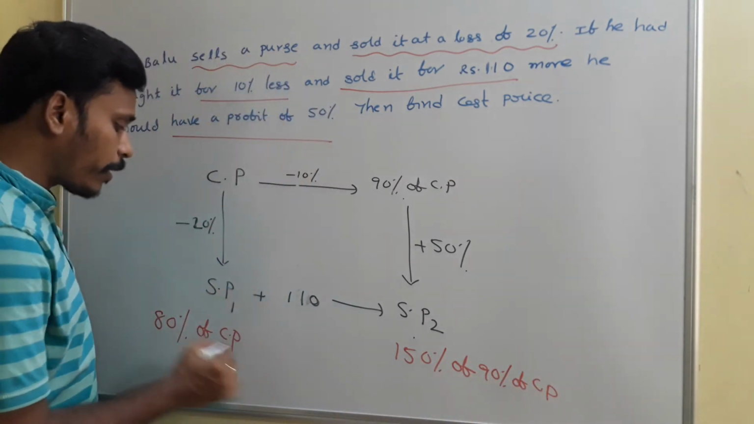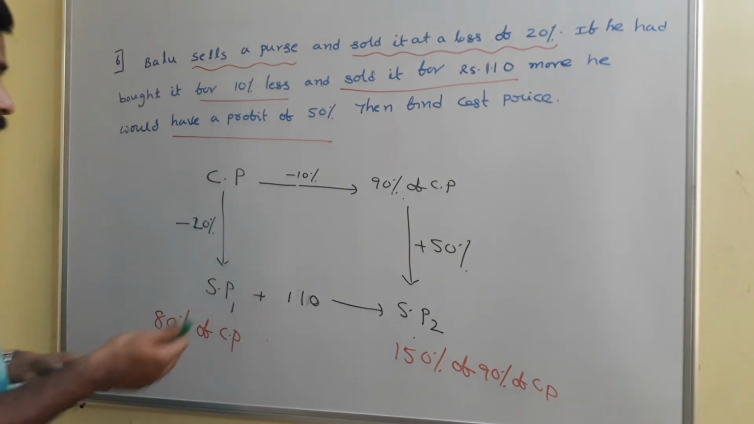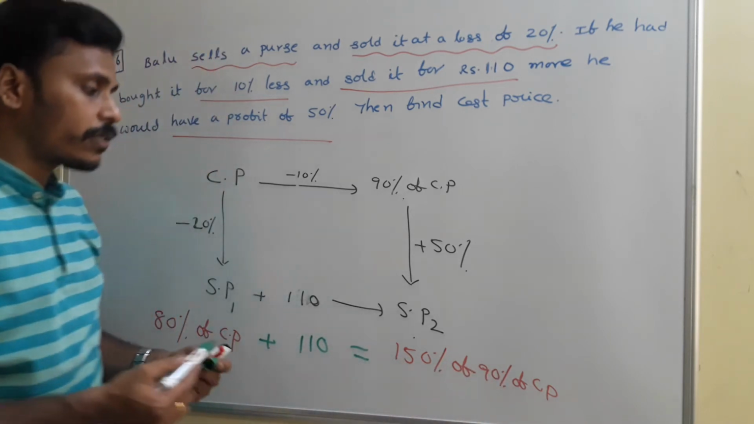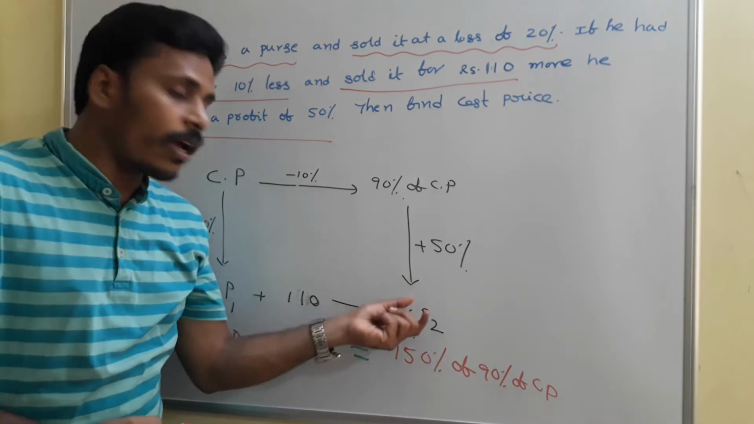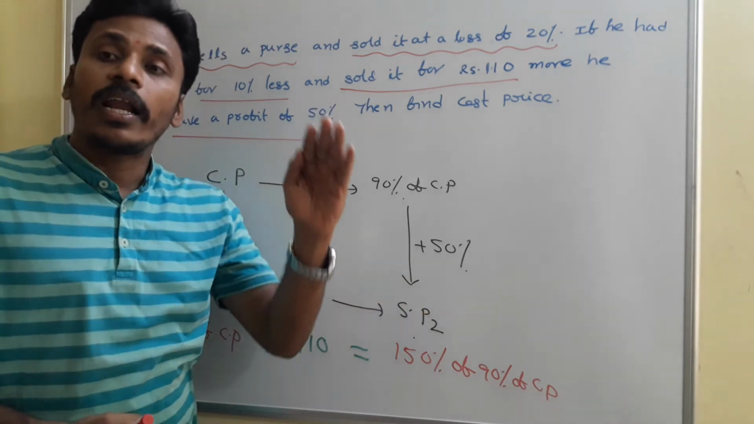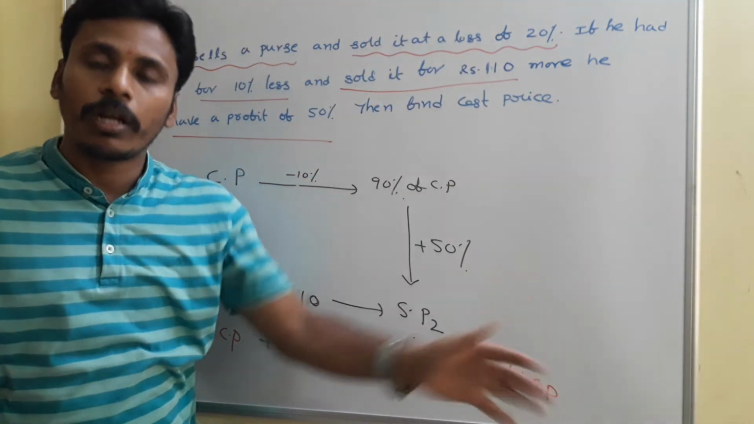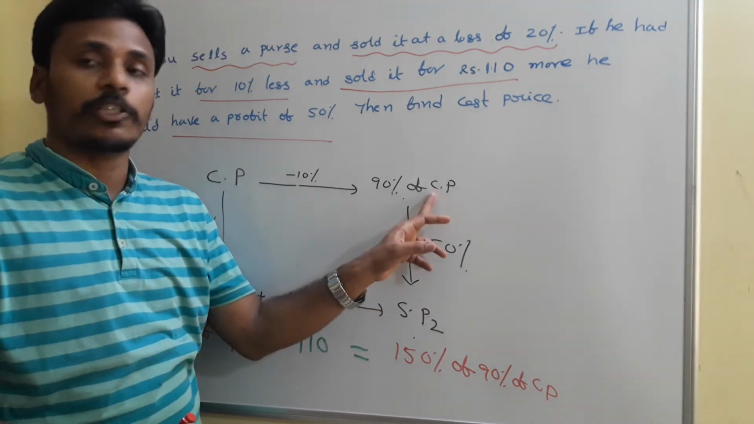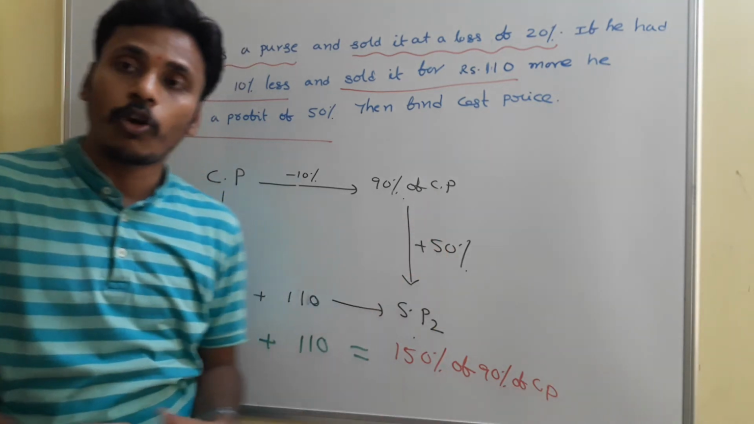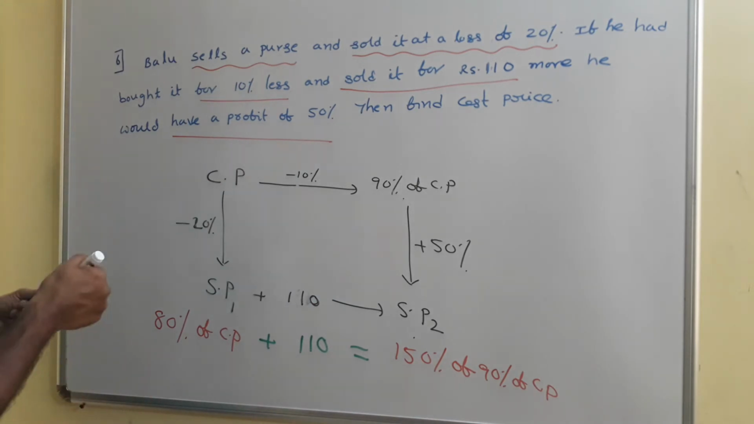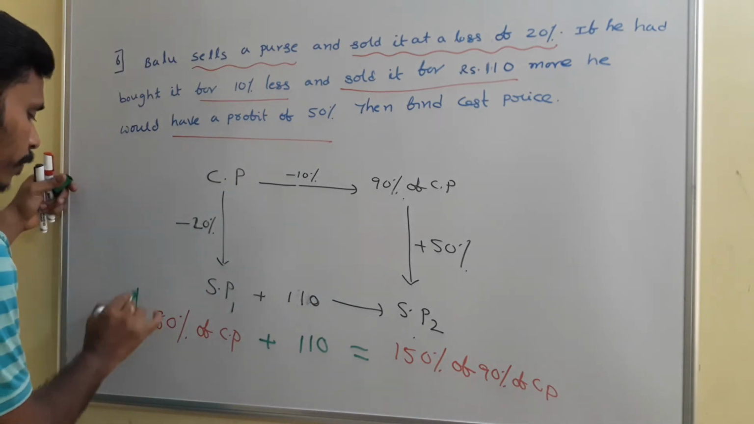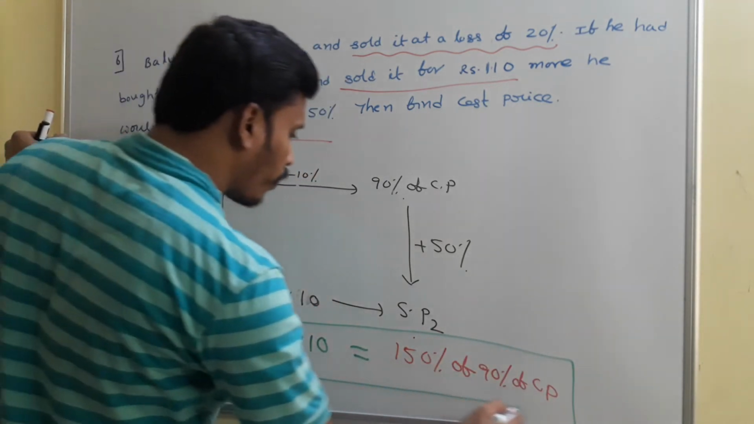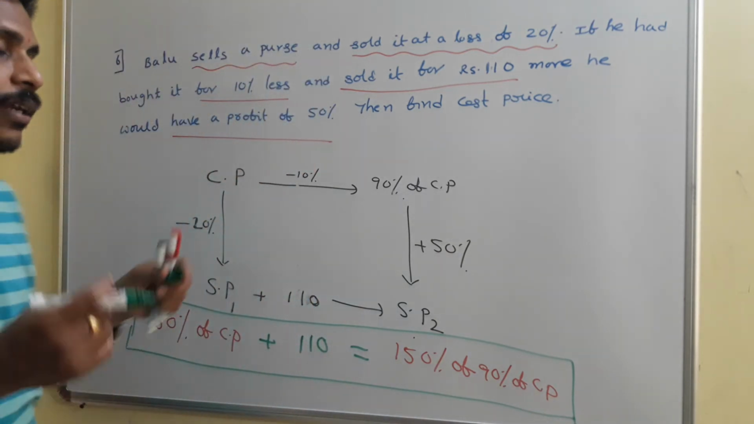Okay, and this 80% of the cost price, which is the first selling price, plus 110 rupees is equal to 150% of 90% of the cost price, because selling price is always 100 plus profit percent of that particular cost price. Here this selling price is 100 plus 50, 150% of this cost price. So 150% of 90% of the cost price. At the end we have a logical line that 80% of the cost price plus 110 is equal to 150% of 90% of the cost price. From there we need to calculate the cost price value.